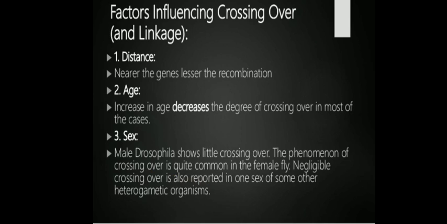Now distance: when genes are at the closest location, there are fewer chances of recombination, meaning the nearer the genes, the lesser the recombination. Then the age: as the age increases, there is a decrease in the degree of crossing over in most of the species. Next factor which influences is the sex.